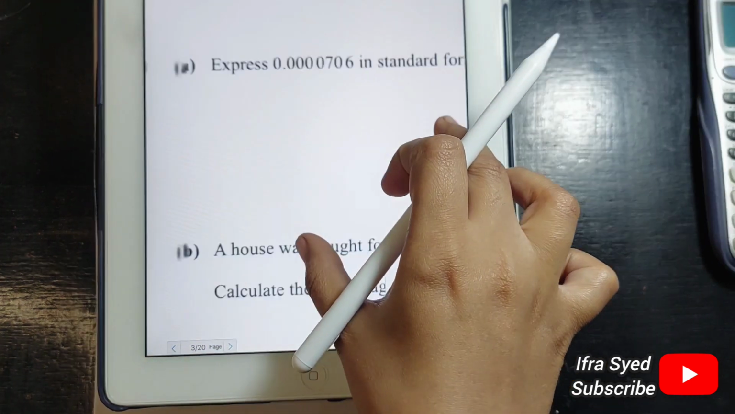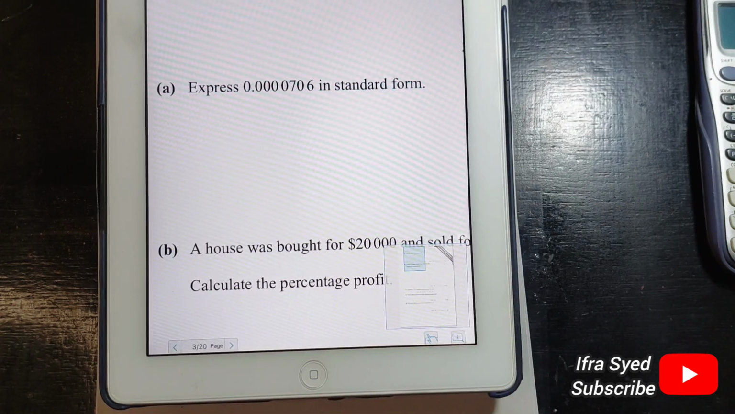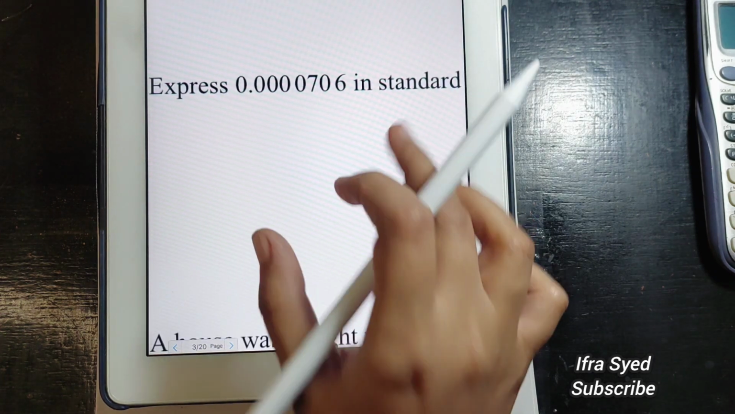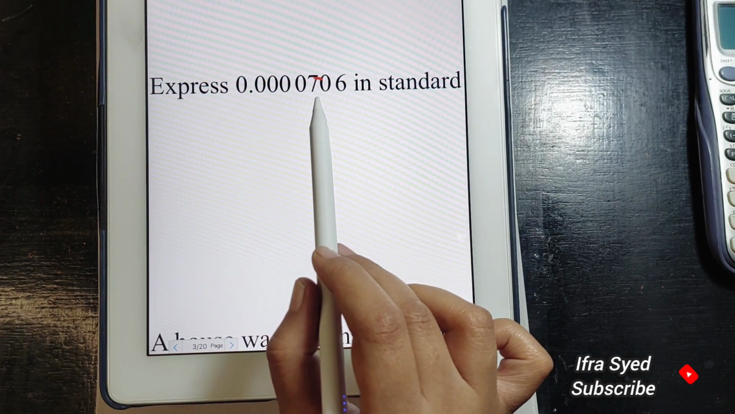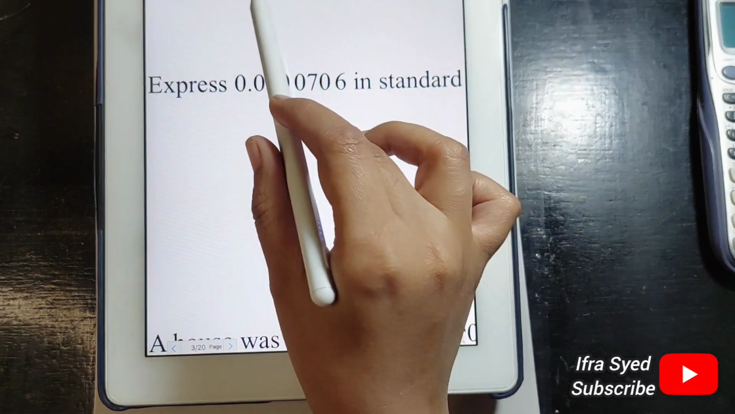So the next question is question number 3, and in question number 3 it is written that in the A part, express 0.0000706 in standard form. So we have to write this term in its standard form. We can write any term in its standard form by placing the decimal point after the first non-zero digit. And in this term, we have 7 as the first non-zero digit. So we need to place the decimal point after this 7.